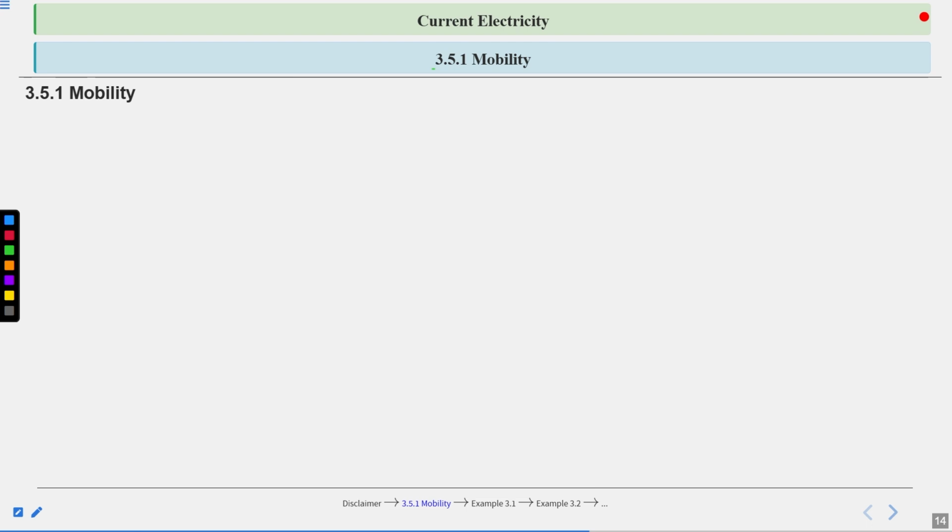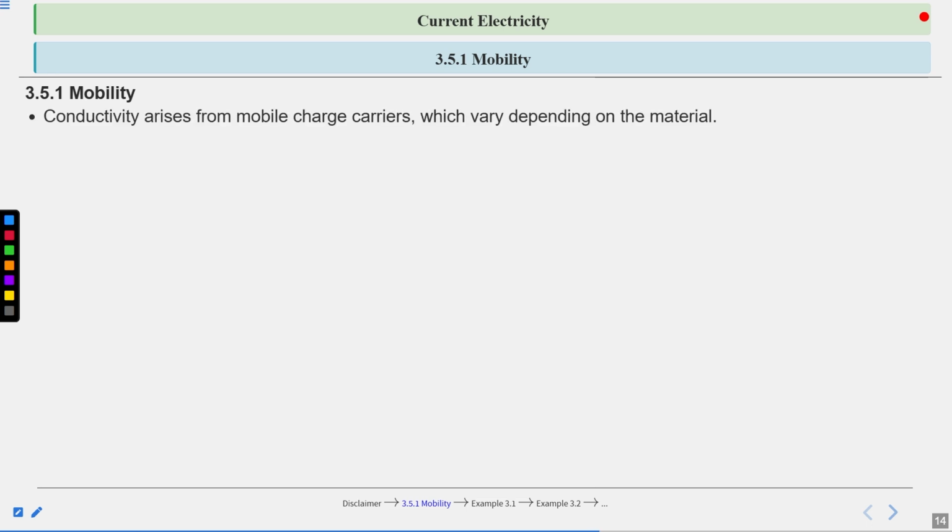So our next topic is mobility, 3.5.1. Conductivity arises from mobile charge carriers which vary depending on the material. Okay, so what is conductivity? It is the reciprocal of resistivity. It is the ability of a conductor to allow the flow of charges through it.